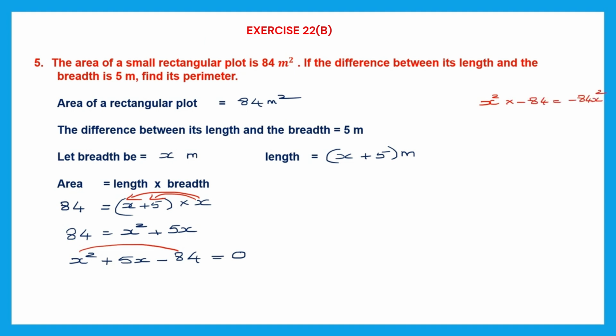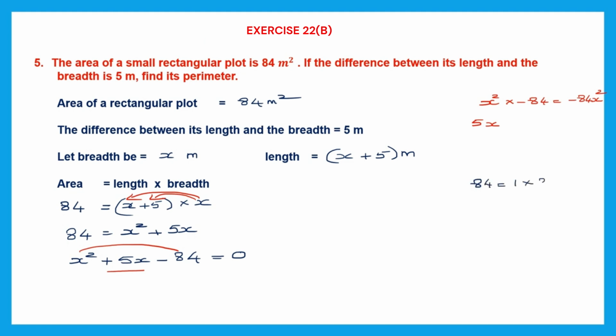Now we have to take the middle term, which is 5x, and we have to split it. We have to split the middle term in such a way that when we add, we get 5, and when we multiply, we get minus 84. So in that case, we have to find two numbers that will add up to give us 5 and multiply to give us minus 84. So here we need to find the factors of 84. Let's take 84 and find all the factors of 84.